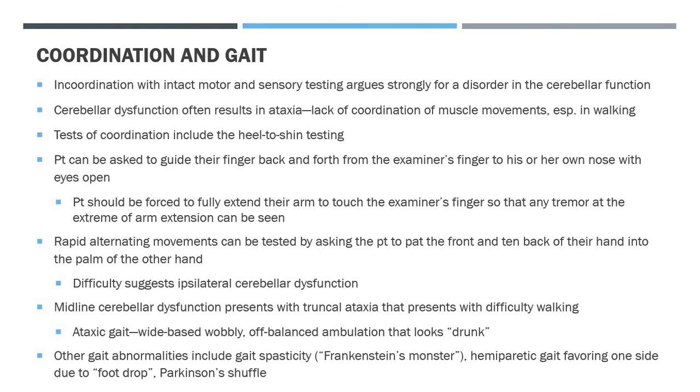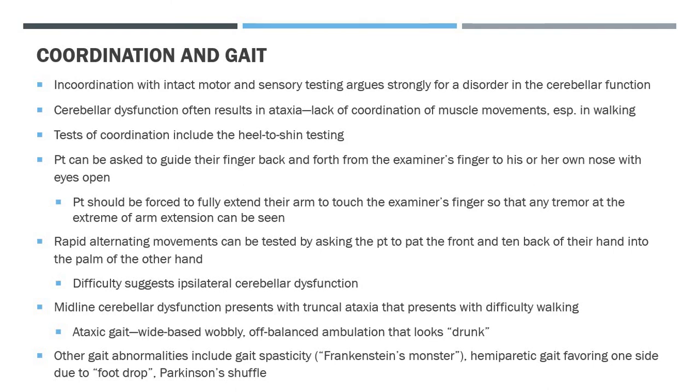Now, if it's kind of a midline problem with their cerebellum, they might have truncal ataxia, which kind of means they have difficulty walking. You can think of this as patients that kind of look drunk when they're walking, if they haven't had alcohol. And this could be something that can point you to more of a cerebellar stroke.